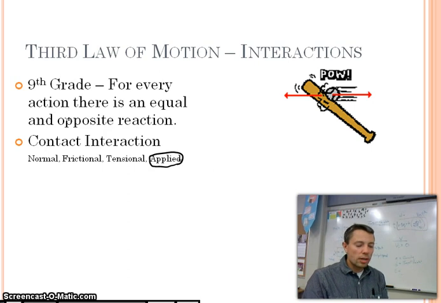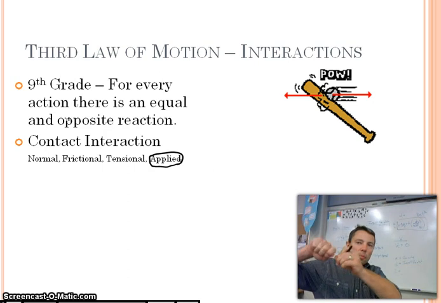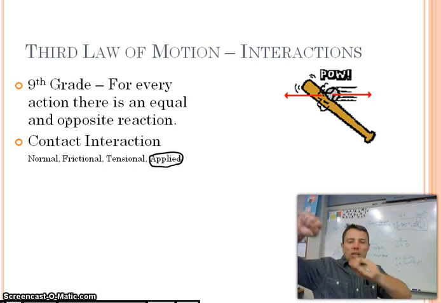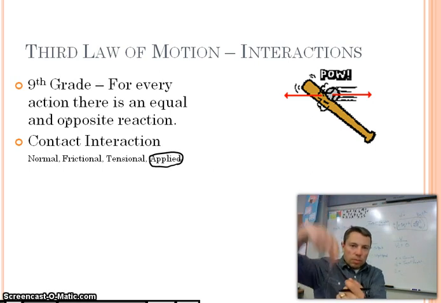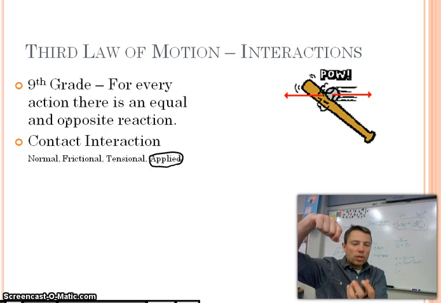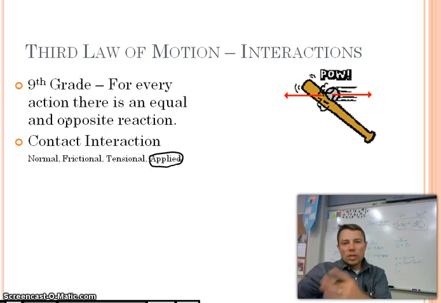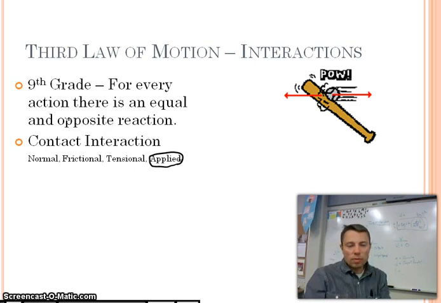Tensional forces are things like through ropes, through chains, through cables. It's like a stretch through something that's being connected. So if I hang a mass off of a string, the mass puts a tensile force through that string, and that string then pulls back on the object. We'll start seeing how those forces get transferred into a free body diagram.